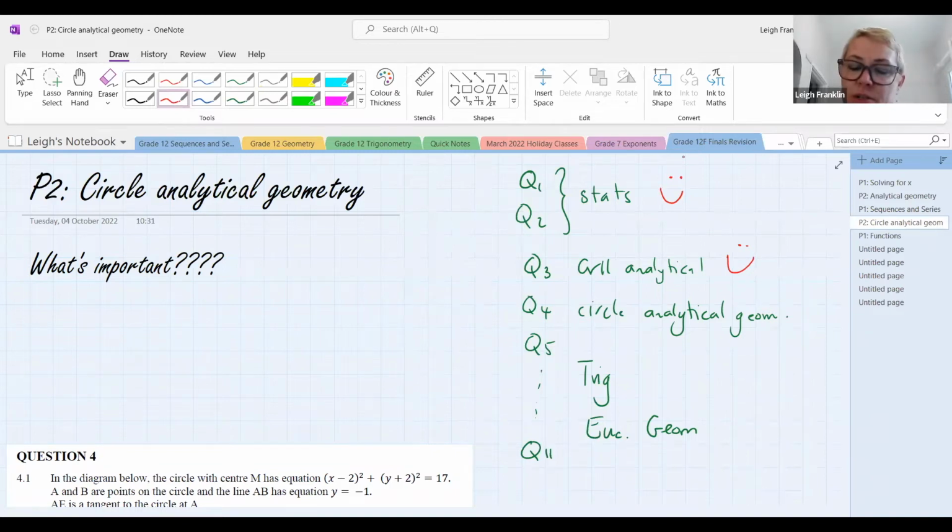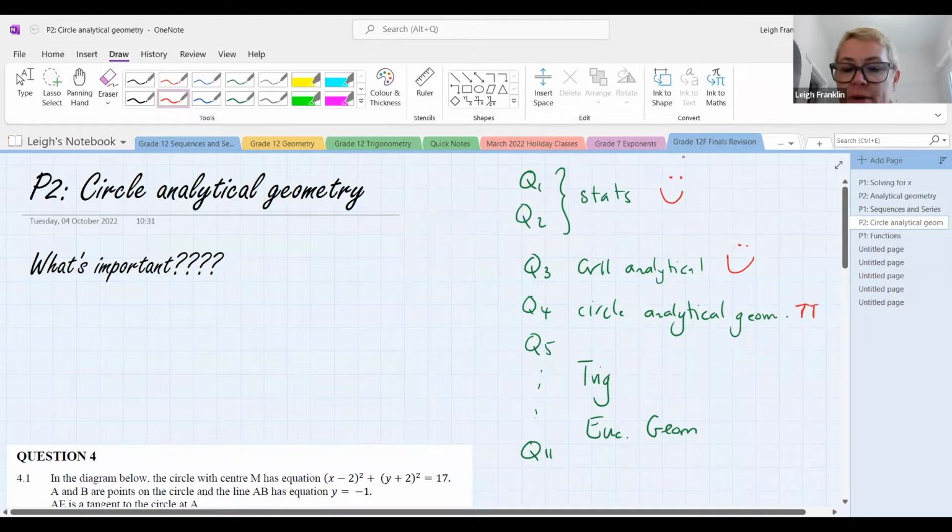Circle analytical geometry comes before trig because a lot of people find it easier than trig. There can be difficult questions and easy questions, but they can also give you some really, really difficult thinking questions as well. So we want you to get as many marks in this section as you possibly can before you jump into the trig and the Euclidean geometry, which is where people seem to struggle the most.